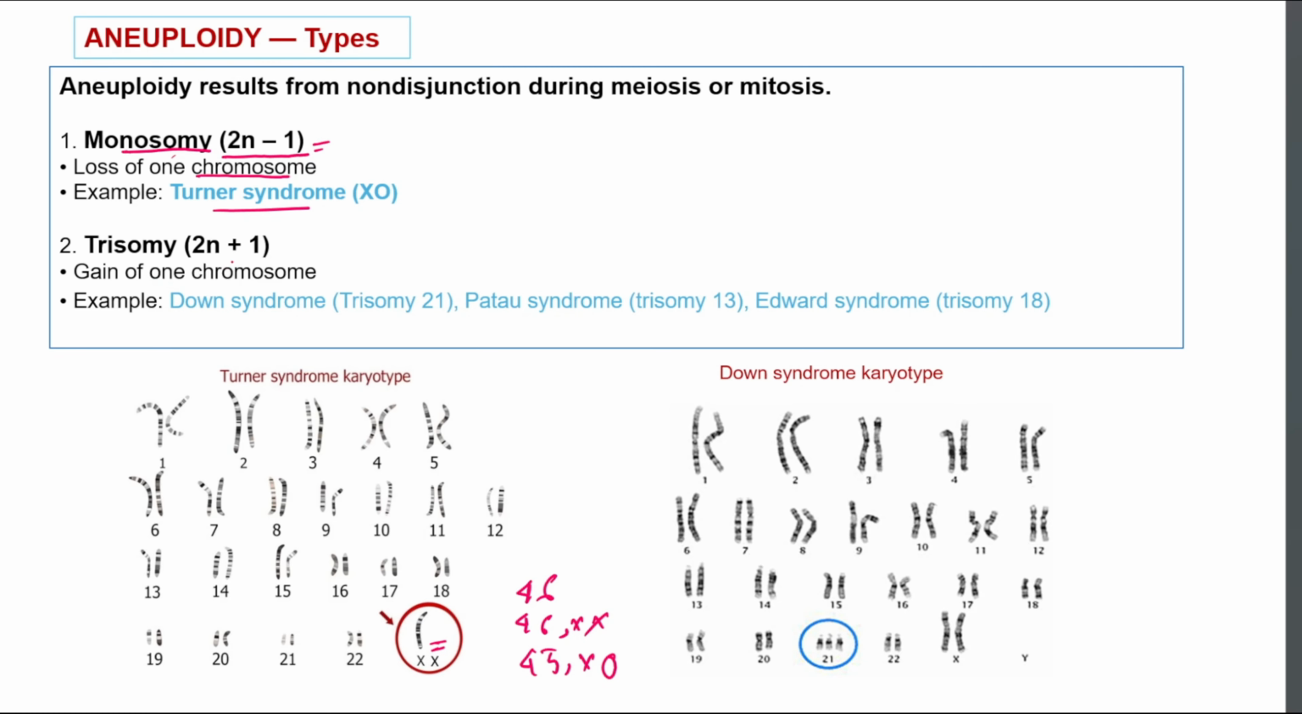And trisomy, 2n plus 1, is where there is gain of one chromosome. An example is Down syndrome, where one extra chromosome is added to chromosome 21.